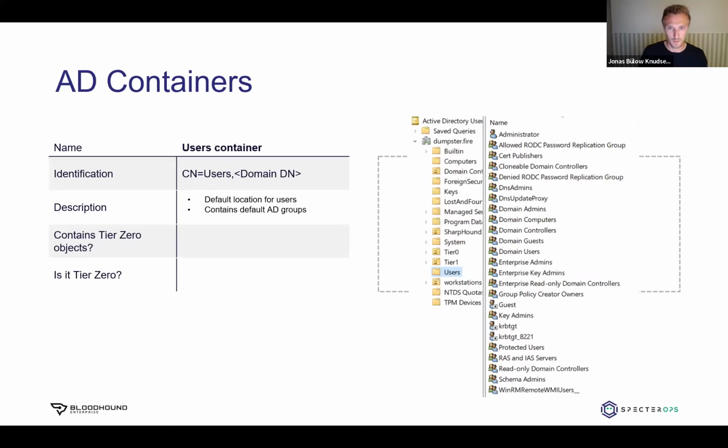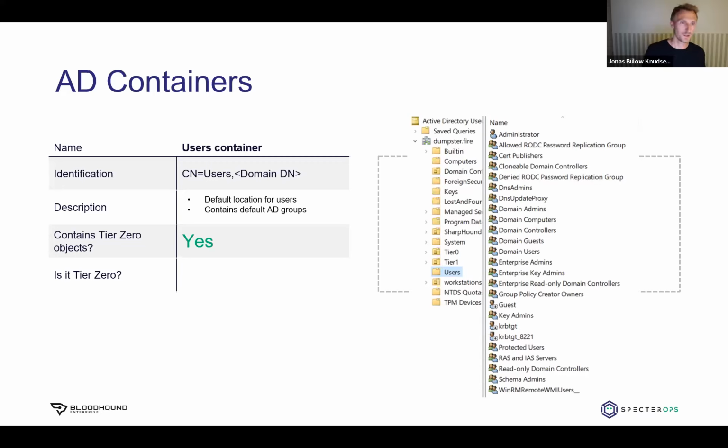So here's a screenshot from my lab environment. You can see that domain admins are, for example, in the users container by default, and also domain guests and domain users, something that's completely different, and it's definitely not tier 0. So we have all this mess in here, but we can definitely say that it does contain tier 0 objects because we have domain admins and also domain controllers group in here.